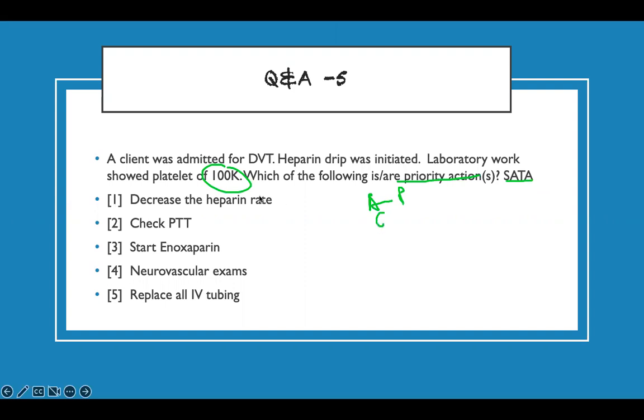What is the case? Patient is being admitted for DVT. He's on heparin drip. And the laboratory work shows that. So patient in the hospital on heparin has a platelet level. Which action should I take? Then you underline: DVT, on heparin drip, and the platelet of that. Three words. That's all. That means a patient who is getting heparin for DVT, now his platelet is 100,000.